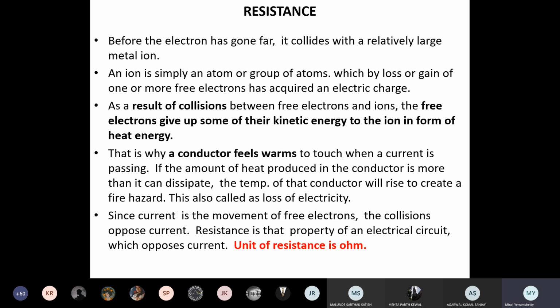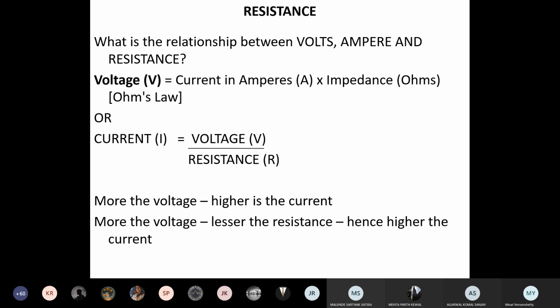One second. Let me go there. V is equal to, sorry, not equal to, directly proportional to current. So the higher the voltage, the higher the current. And that's my entire idea of taking electricity from one point to the other.